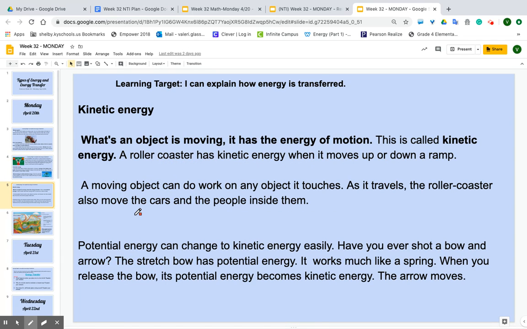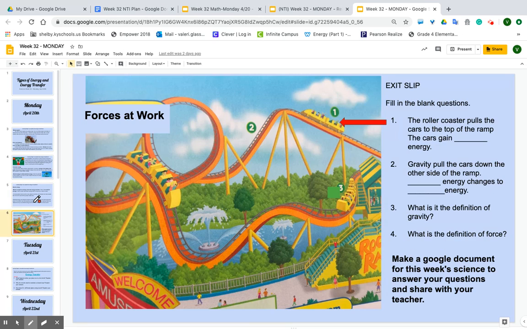Let's go to the next one and look at kinetic energy. Kinetic energy is energy that's being used when there's movement. So as I said, you have potential energy when you're just standing still. As you're moving and you're walking, you are using kinetic energy. So you're going to read through both of these today.